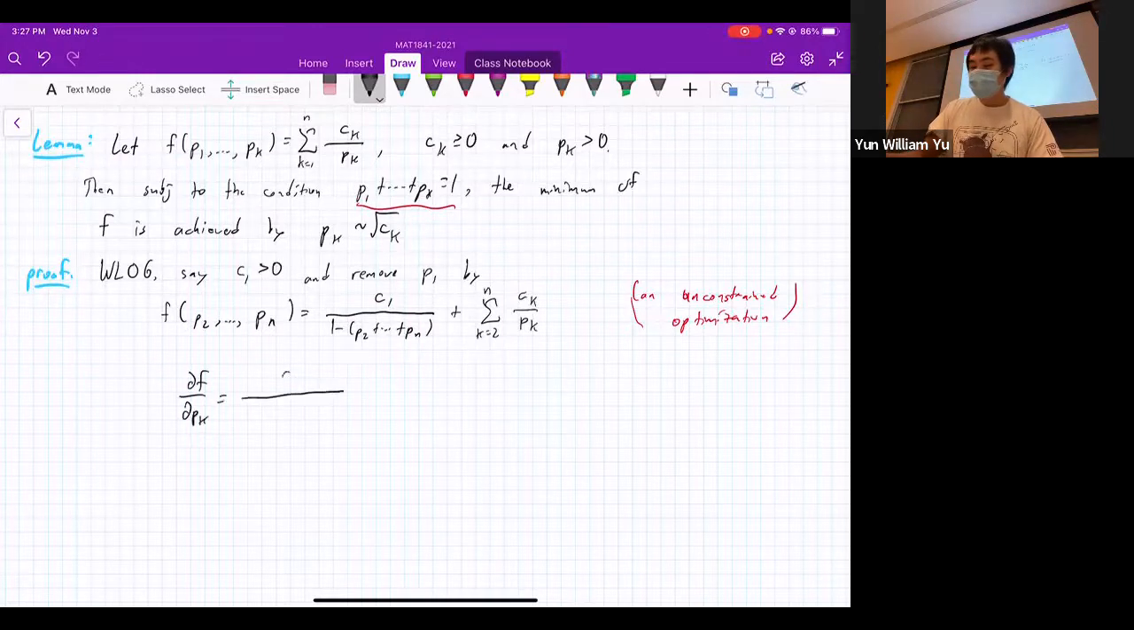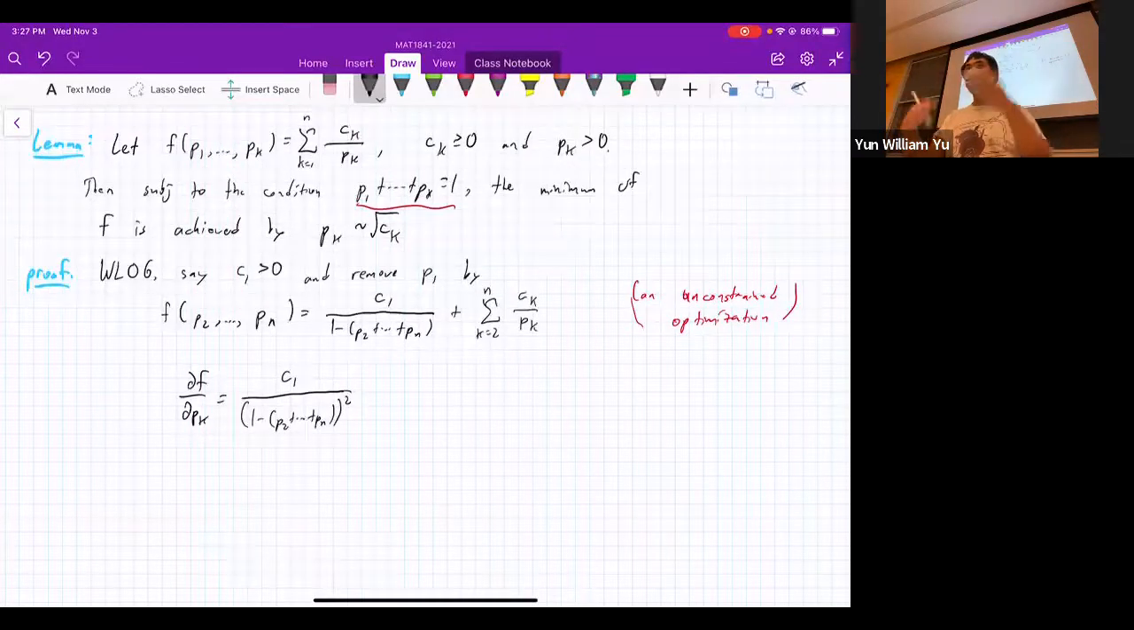well, you're going to have c1 over (1 minus p2 plus dot dot plus pn) squared, because there's a minus pk entry somewhere in there. And so when you take the derivative, you get a negative sign out of that, but you also get a negative sign out of the minus that's in the denominator, and so those cancel out. And similarly, you get a minus ck over pk squared, right? And we know this is equal to 0 because we're trying to find an extrema.